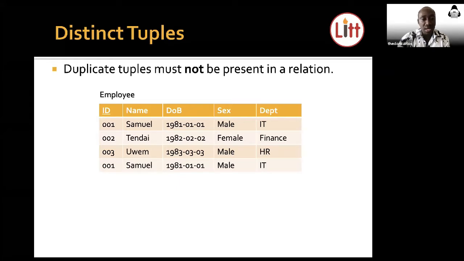The ID is 1, the name is Samuel, they have the same date of birth, the sex is the same, the department that they work for is the same. This would not be acceptable in the relational data model because it says that you can't allow duplicate tuples.